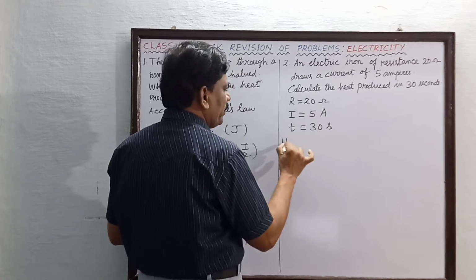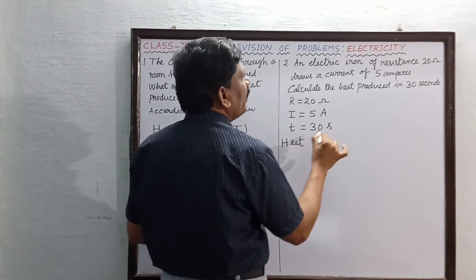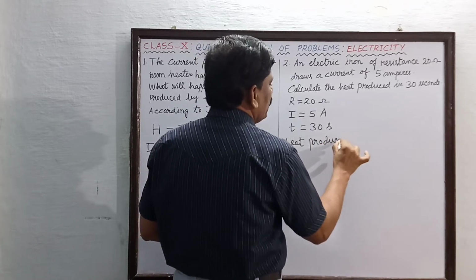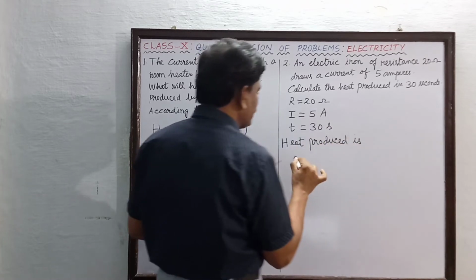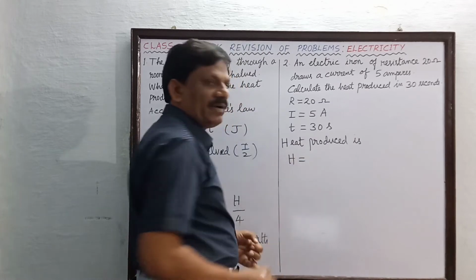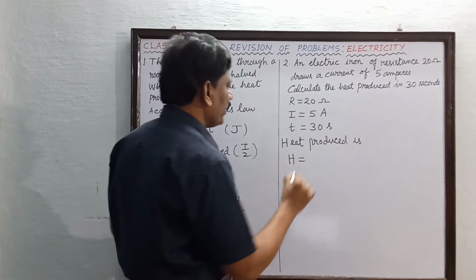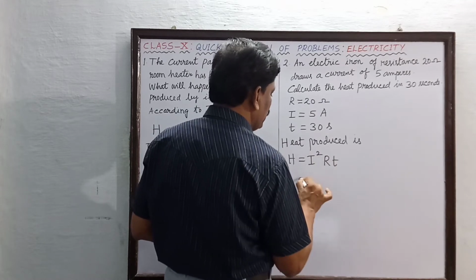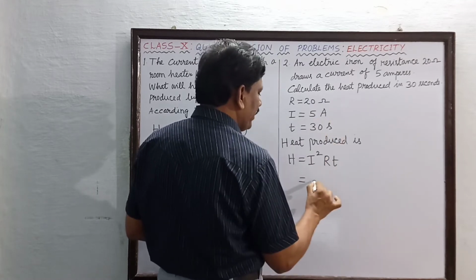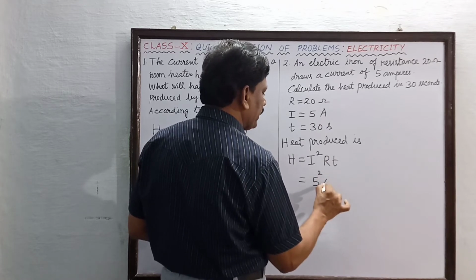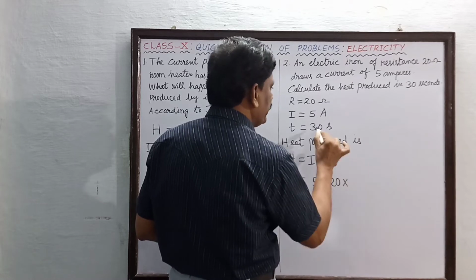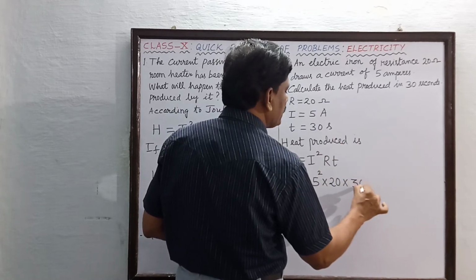So heat produced is asked. So what is the heat produced? It is given by Joule's law. So what is the expression for Joule's law? H is equal to I square R into T. So this is 5 square into R, R is 20 ohm, into T is 30 second.